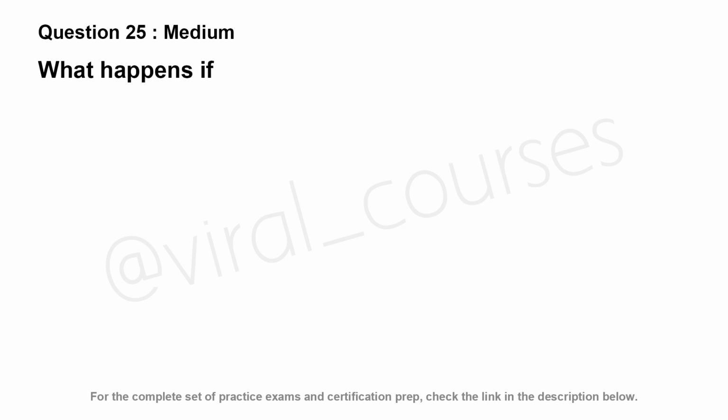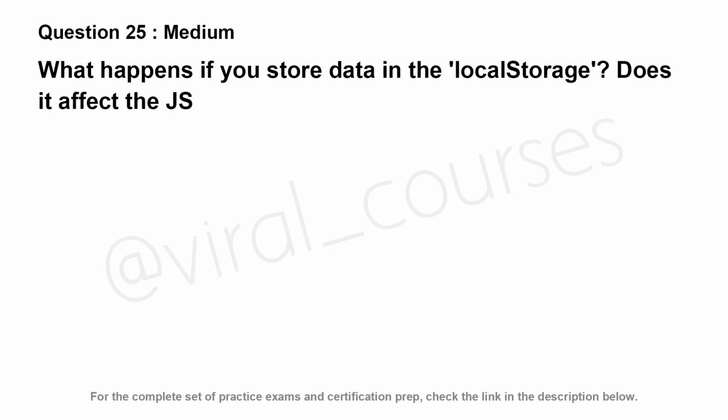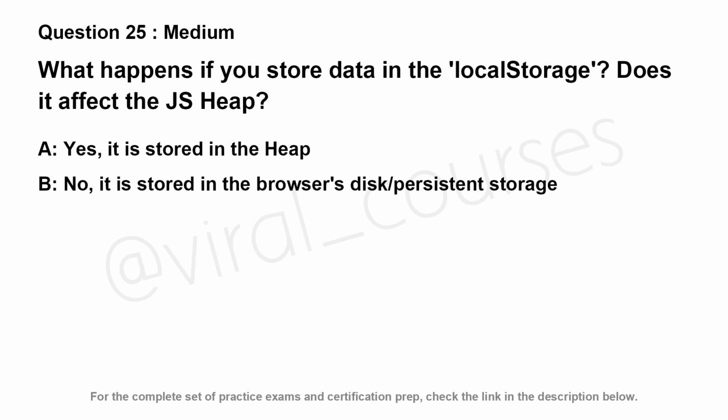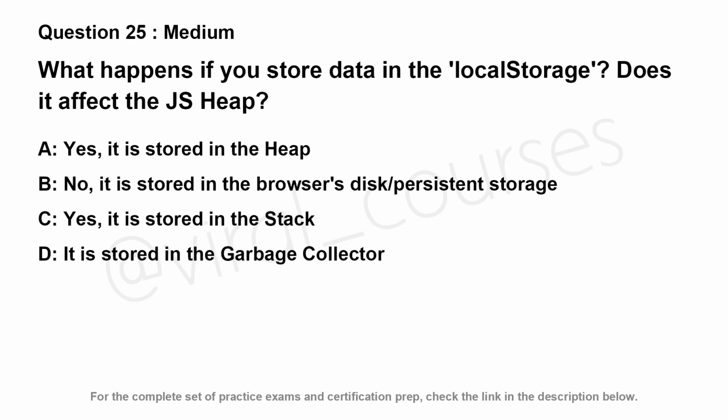What happens if you store data in the local storage? Does it affect the JS heap? Option A. Yes. It is stored in the heap. Option B. No. It is stored in the browser's disk persistent storage. Option C. Yes. It is stored in the stack. Option D. It is stored in the garbage collector.